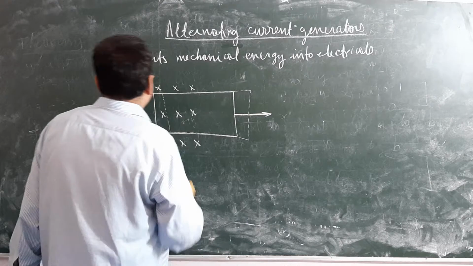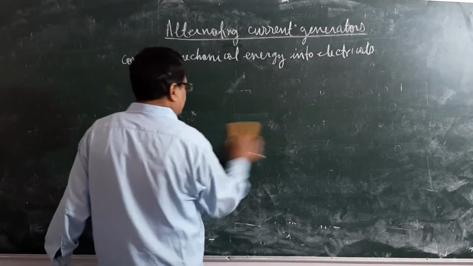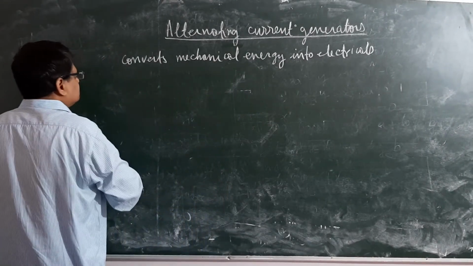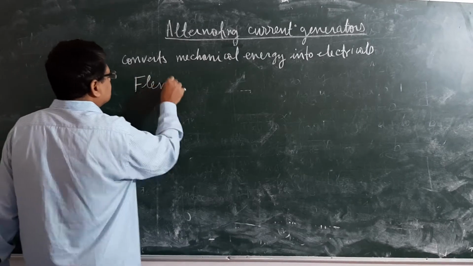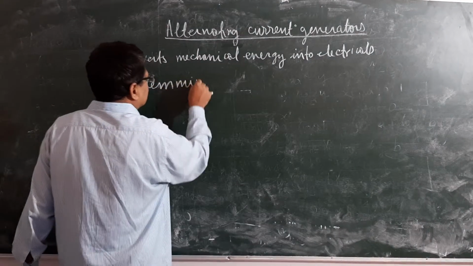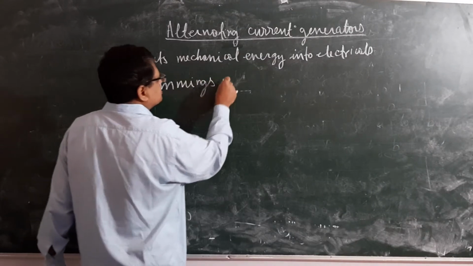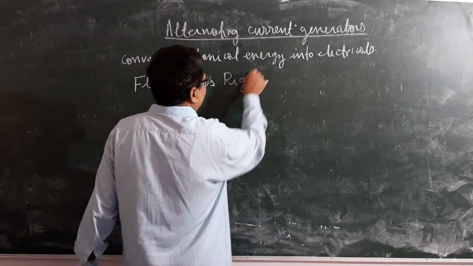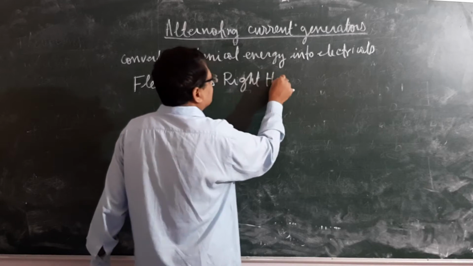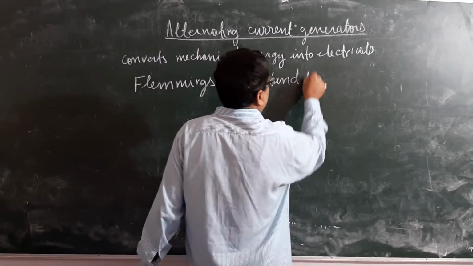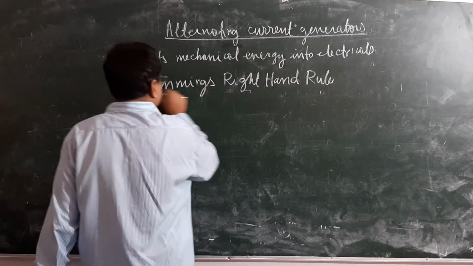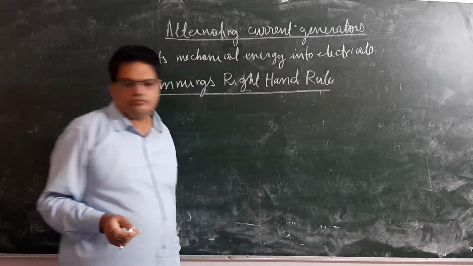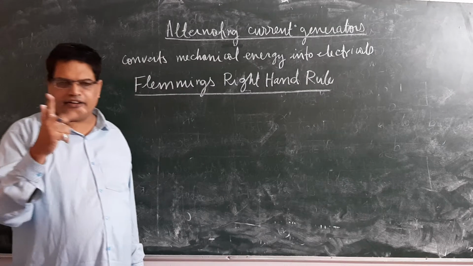Now, the second important principle that we will discuss here is Fleming's right hand rule. Let us see what Fleming's right hand rule is. Now this is the right hand.